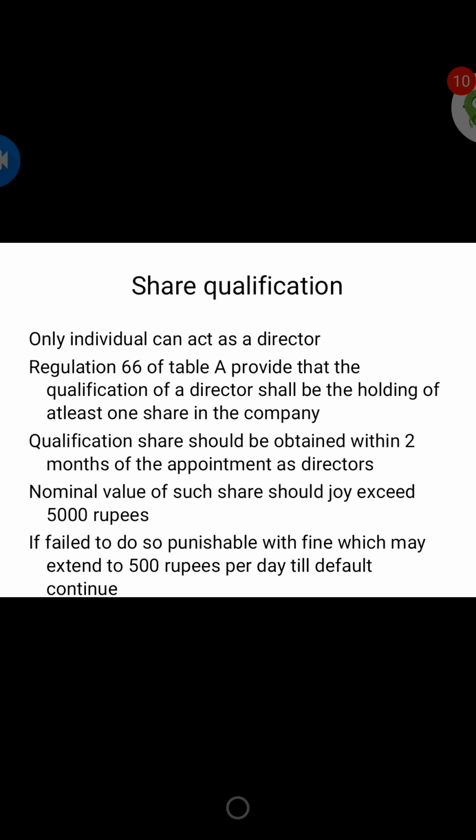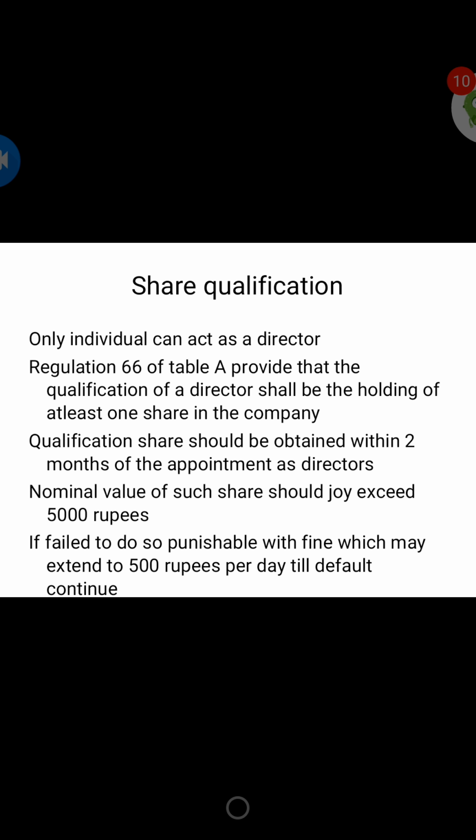We call a company or corporate a separate entity or an artificial person. This artificial person cannot be treated as a director. A director will be a person or an individual, the natural person.